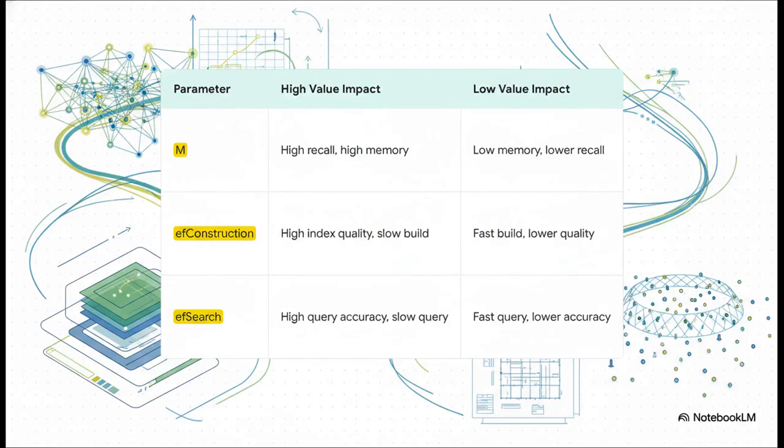Think of it like tuning a race car, okay? M is like the width of your tires. Wider tires give you more grip and better navigation, but they also use up more resources. efConstruction is how much time you spend building the car. You spend more time, you get a higher quality car, or in our case, a better map, but you have to wait longer to race. And efSearch is how aggressively you take the corners. Pushing it gets you more accurate results, but it takes a little more time on each lap.